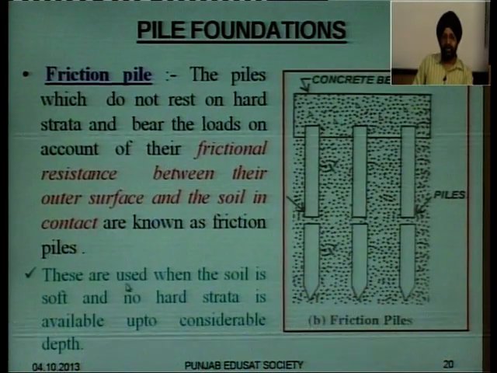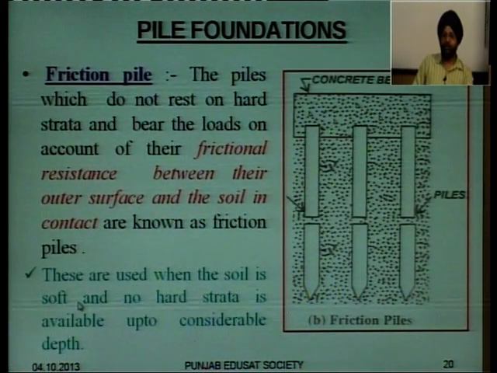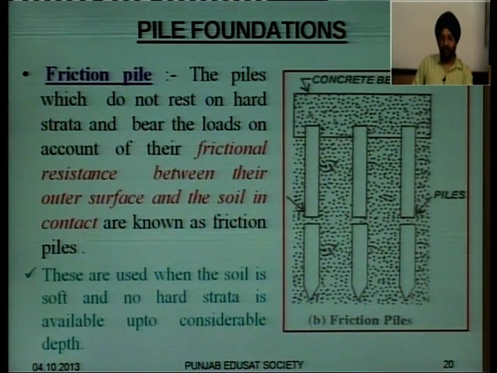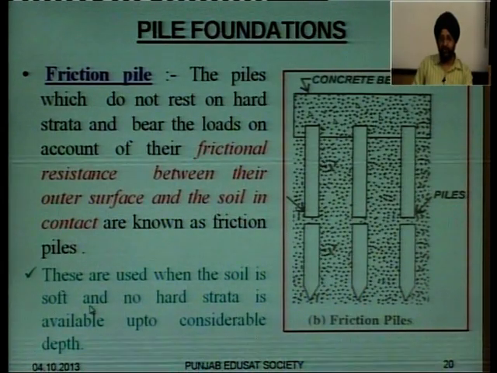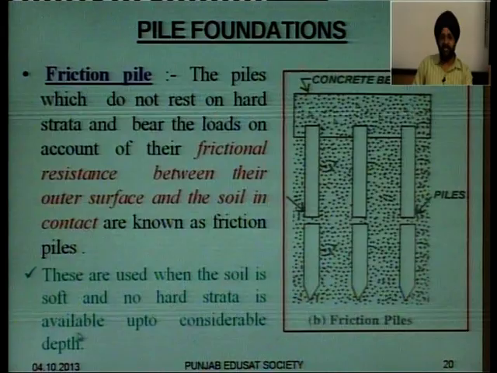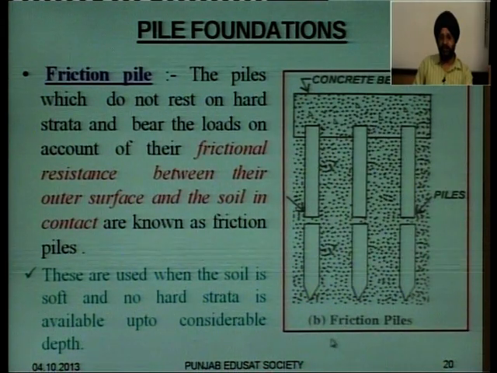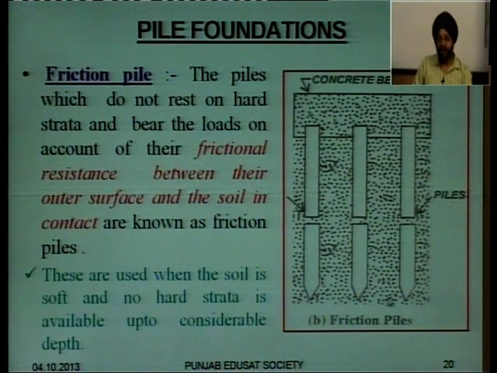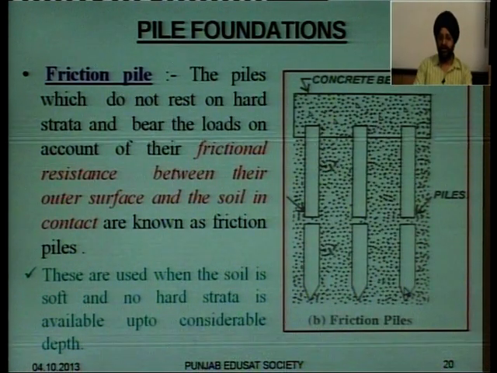Secondly, these are used where the soil is soft. Once again, a very important thing to note down, that these friction piles are used when the soil is soft and no hard strata is available up to considerable depth. Now, this is the basic difference between the bearing pile and the friction pile. Bearing piles are provided only when there is a hard strata underneath, whereas the friction piles are provided in the soft soil and when there is no hard strata available up to the considerable depth.